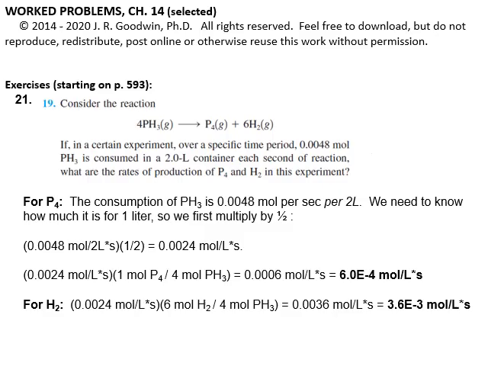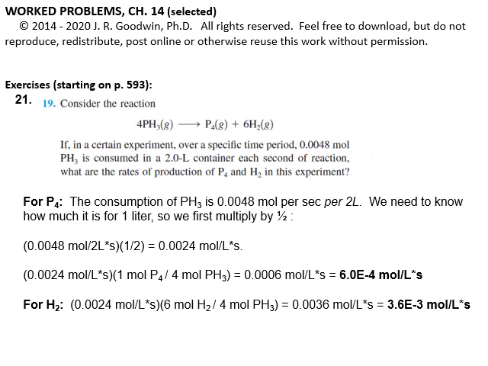Okay, first problem here is very simple. We have a reaction 4PH3 giving P4 plus 6H2. In a certain experiment over a specific time period, 0.0048 moles is consumed each second. What are the rates of production of P4 and H2 in this experiment? I usually don't put the answers on the same slide with the questions, but for some reason I missed this one, so it's actually here.